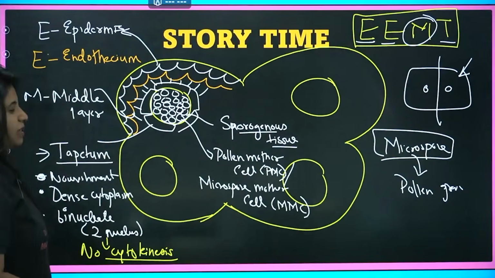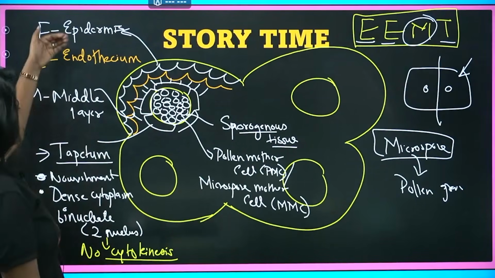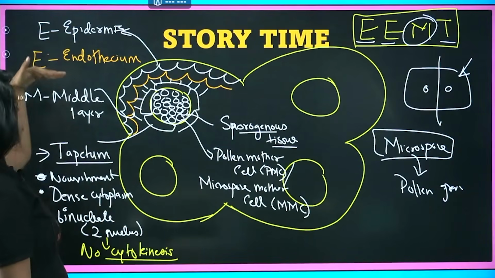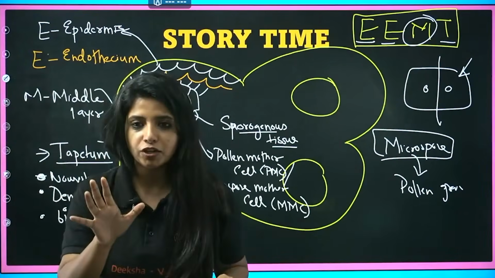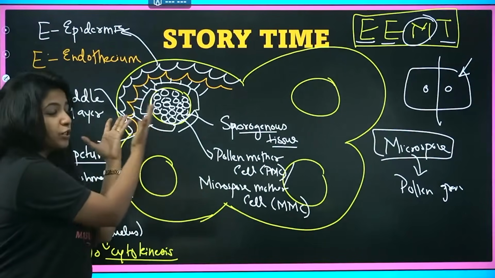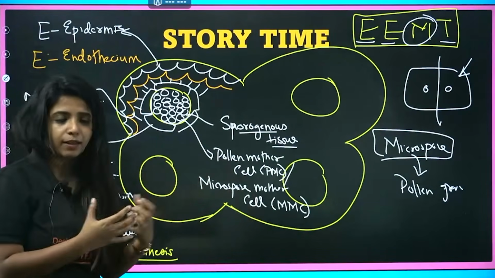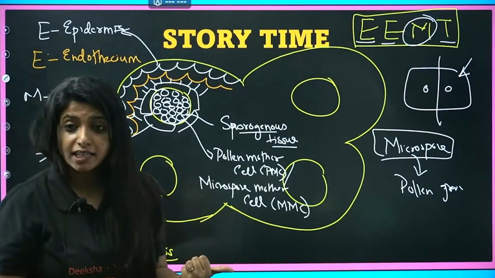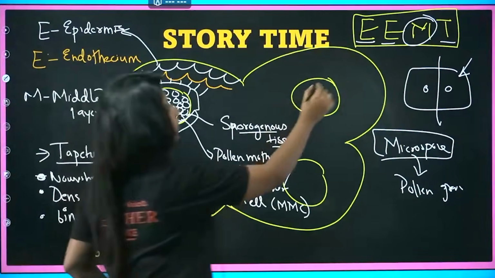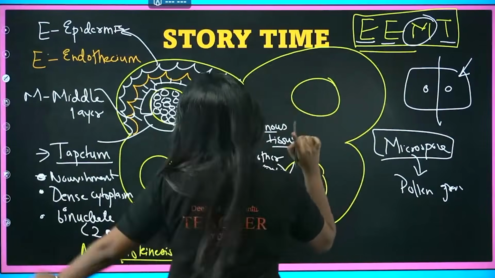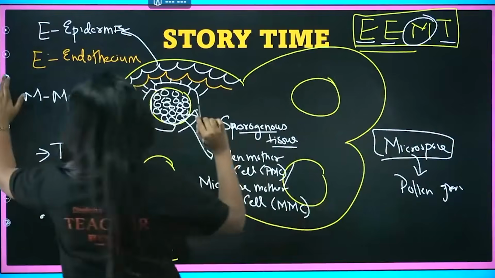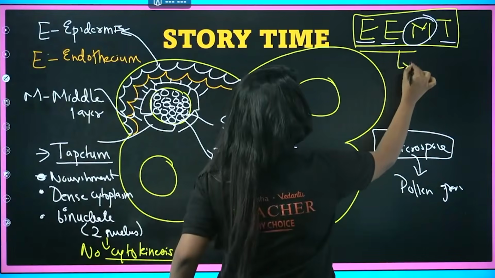Now, if you ask me, ma'am, what is the function of these layers? Tapetum is there for nourishment, but what about epidermis, endothelium and middle layer? Imagine you want to protect this very important sporogenous tissue, which has so many cells. Don't you think we need protective layers? Yes, definitely. So these three layers, listen to me very carefully, this is important, they are for protection.